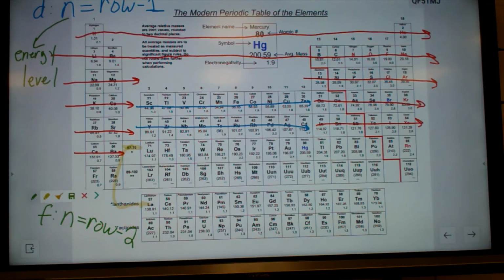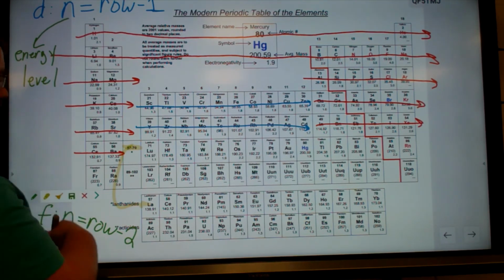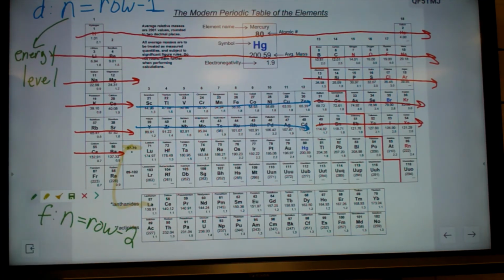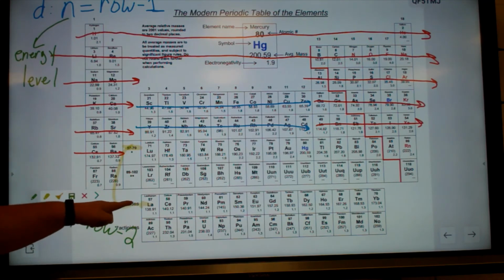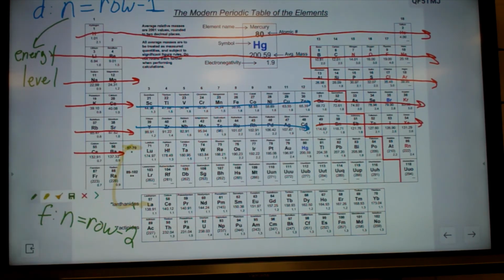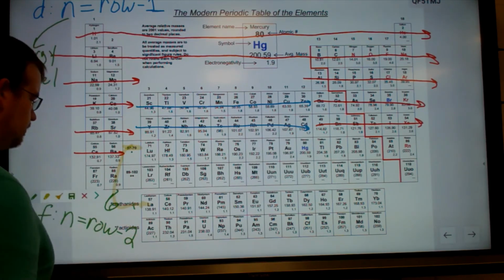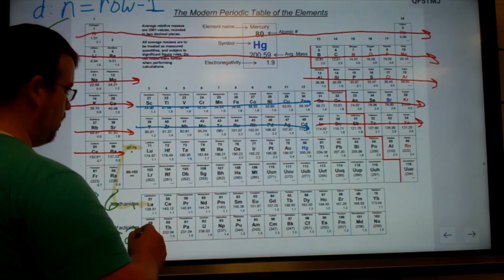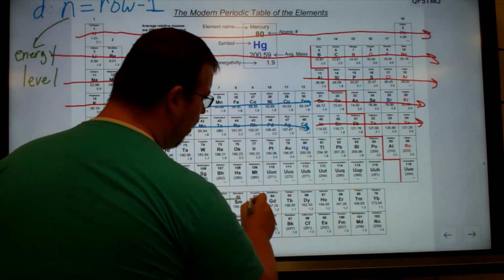So n equals row minus 2. So we'll come down here. What row is this? Don't look at this as it goes 7, 8, 9. No, remember, this fits in here. So this really is the 6th row. You're still in the 6th row. So 6 minus 2 is 4. So then we go 4f and we go all the way through it.